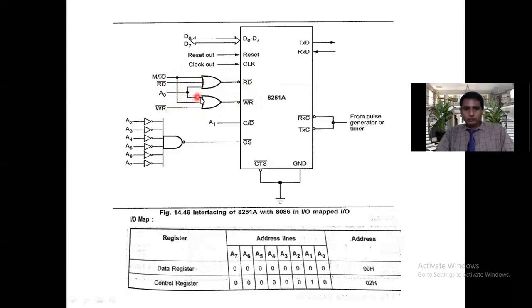A0 must be low. Similarly, M by IO bar must be low. Then the output should be low. Low given to write bar, then it will activate. Here, what is the name of the output of the OR gate? IO write bar. Here, the name of the output of the OR gate is IO read bar. Like that, read bar and write bar are activating.